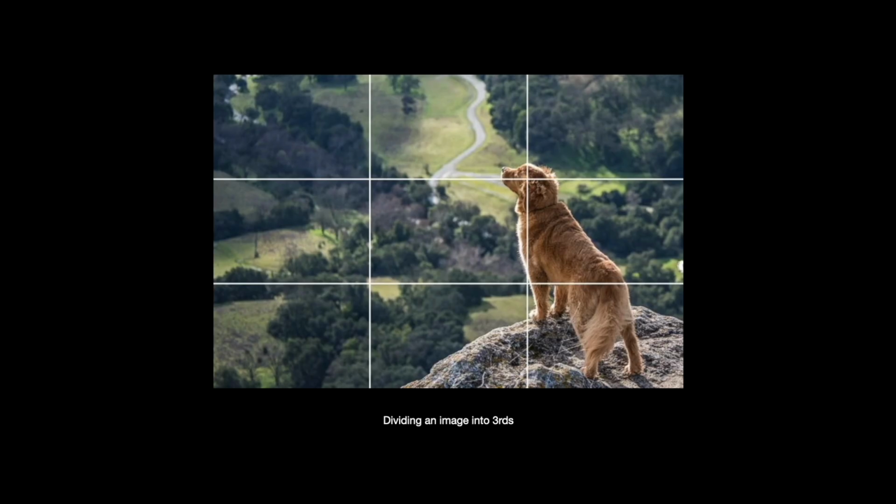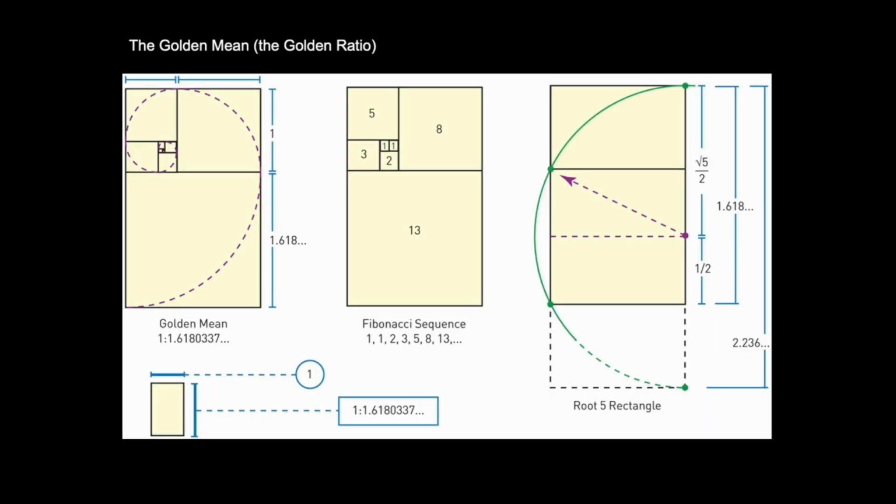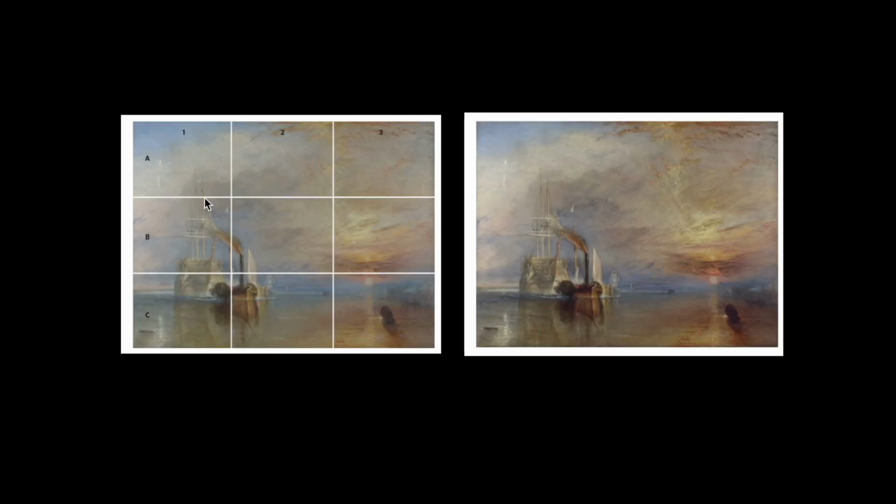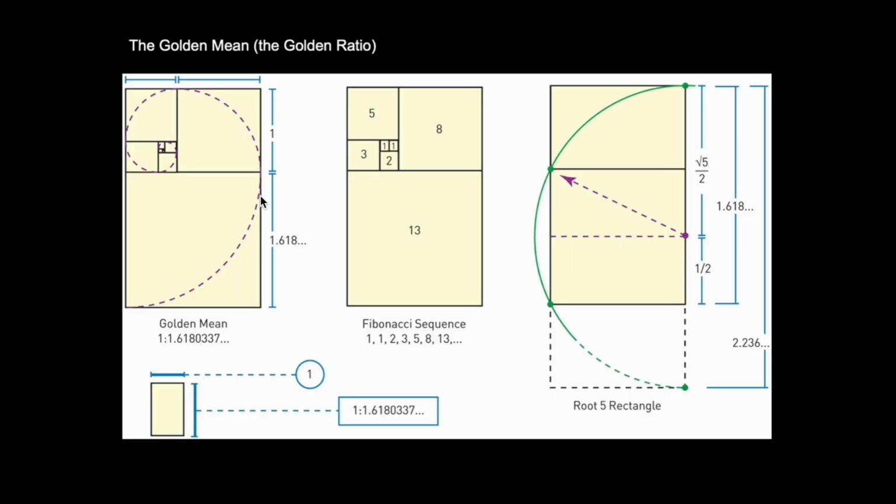The rule of thirds is slightly different than the golden mean, but the golden mean is another way to divide up your picture. This one's divided up into the rule of thirds, but you'll see that there's also an aspect of the golden mean here too. So this is the golden mean. You can divide a picture up or a body or a building using this ratio.